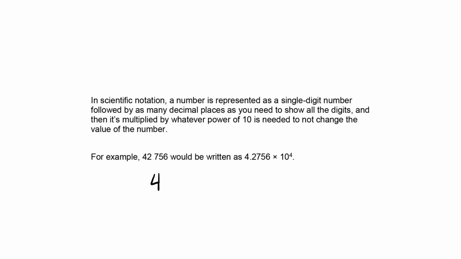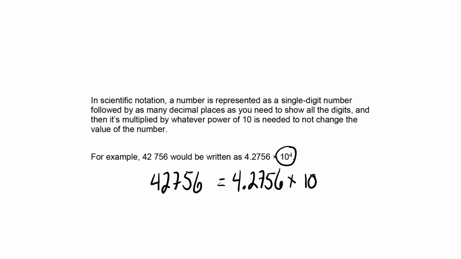We get there by saying we start with 42756. Now, we want to get it in scientific notation, which means we're going to have a decimal right after the 4. So we put the rest of the numbers. So we got that decimal in the place right after the first digit. Now we have to ask ourselves, what number are we going to put on the times 10? So what exponent do we have on the 10?